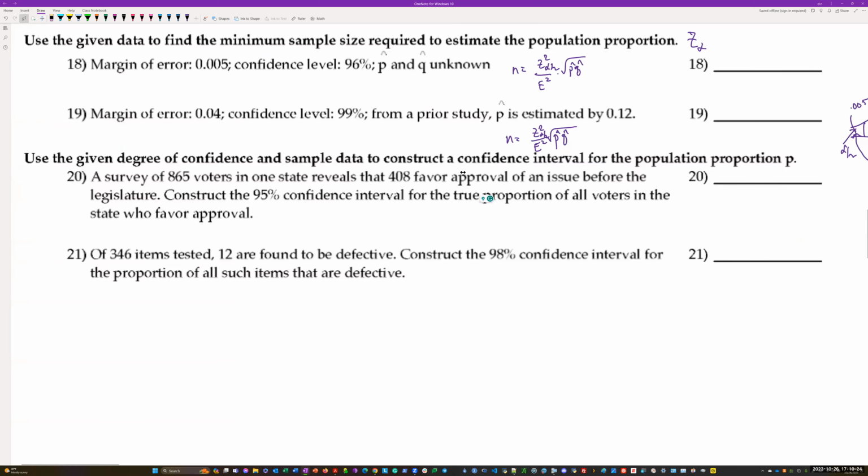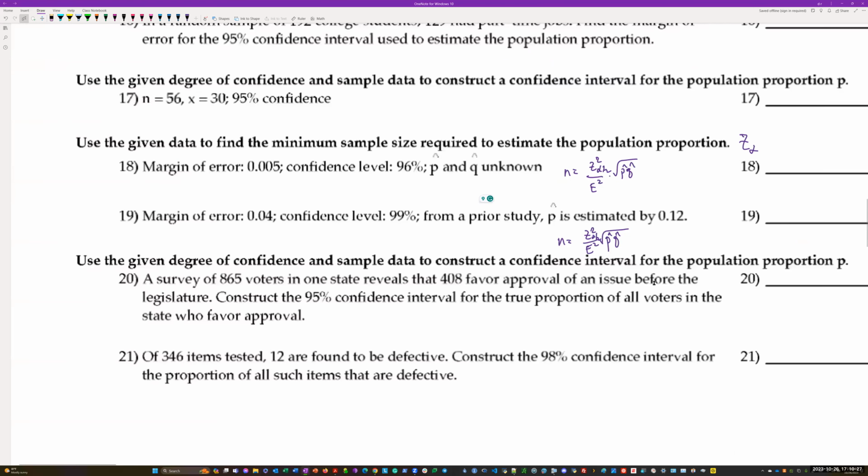So this means, what do I write for all these things then? Z is just invnorm of, what was it? Point. That's correct. This is squared. This is 0.04 squared. What did we say p hat was? 0.12, right? q hat is 0.88. That's correct. Does that make sense? What do you get when you do that?